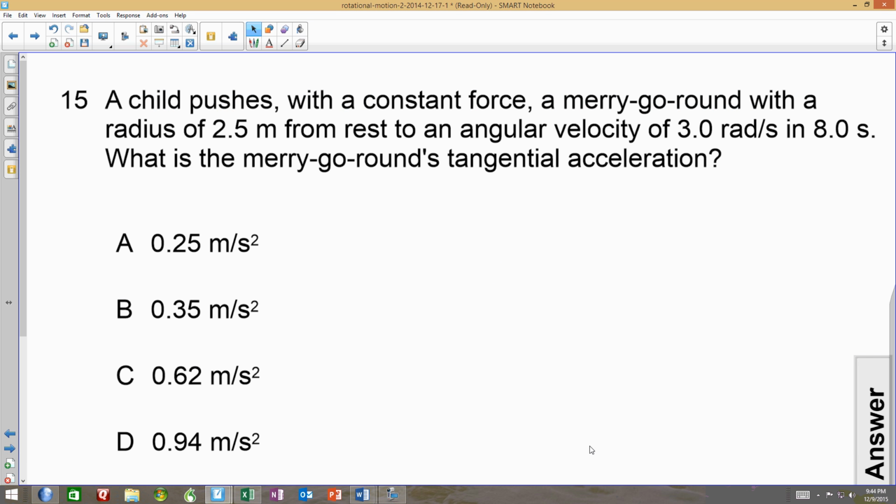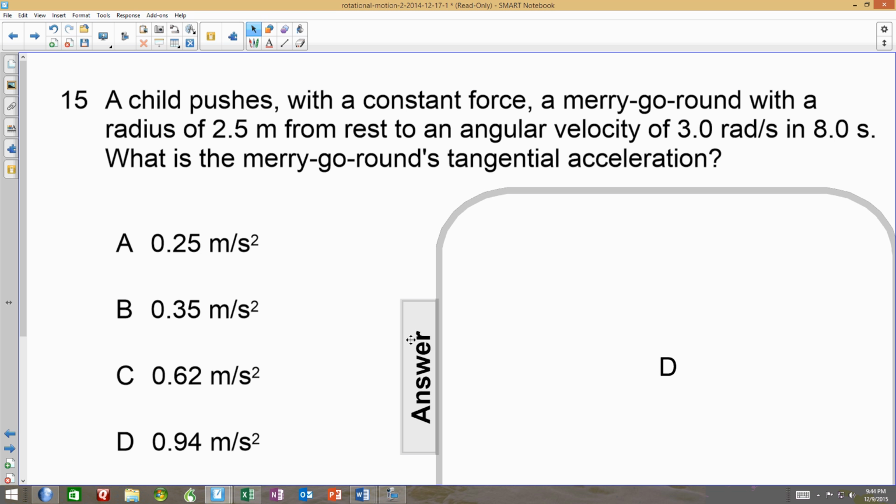A student pushes with a constant force a merry-go-round with a radius of 2.5 meters from rest to an angular velocity of 3.0 radians per second in 8.0 seconds. What is the merry-go-round's tangential acceleration? Go ahead and pause now. Okay, so let's see if you calculated the correct answer. You should have gotten 0.94 meters per second squared. If you didn't get that, go ahead and send me a note through Edmodo.